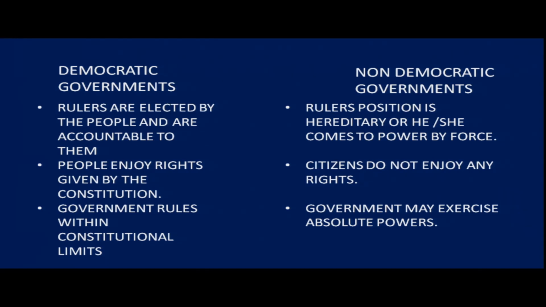In democratic governments, the government cannot be absolute. It cannot rule according to its own wishes, but has to rule within the limits set by the constitution and respect the rights of citizens. Whereas in non-democratic governments, the government may exercise absolute powers and can also be dictatorial.